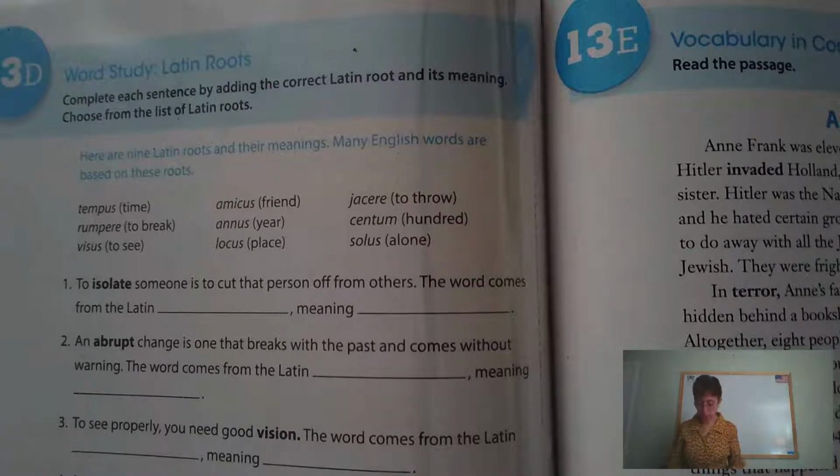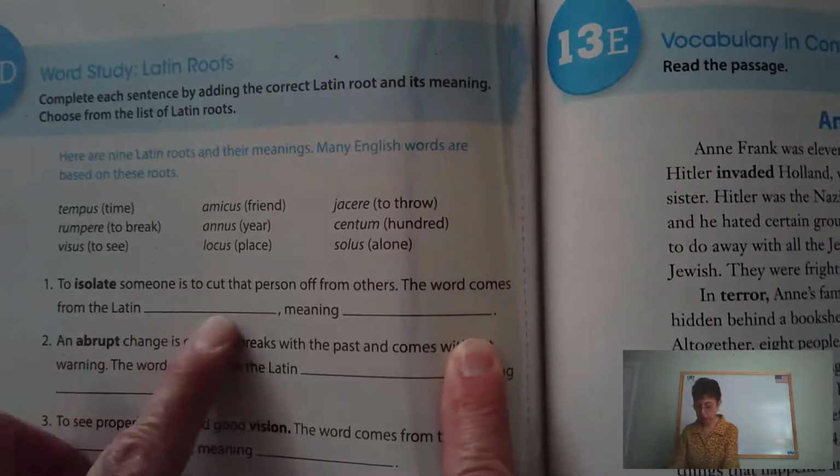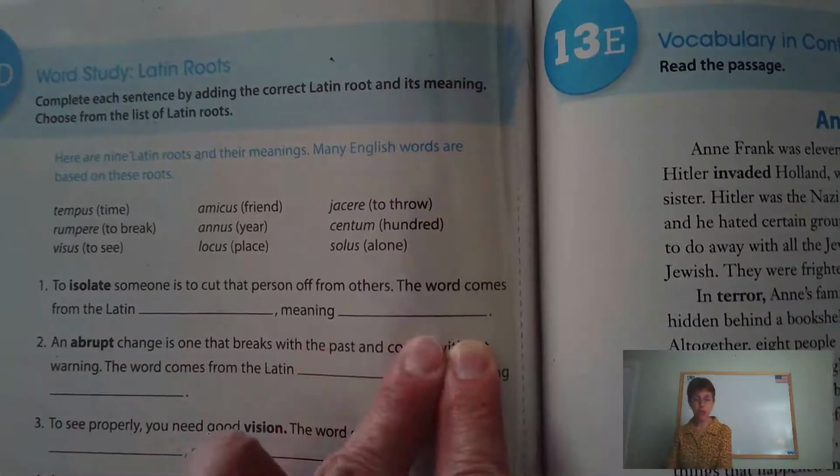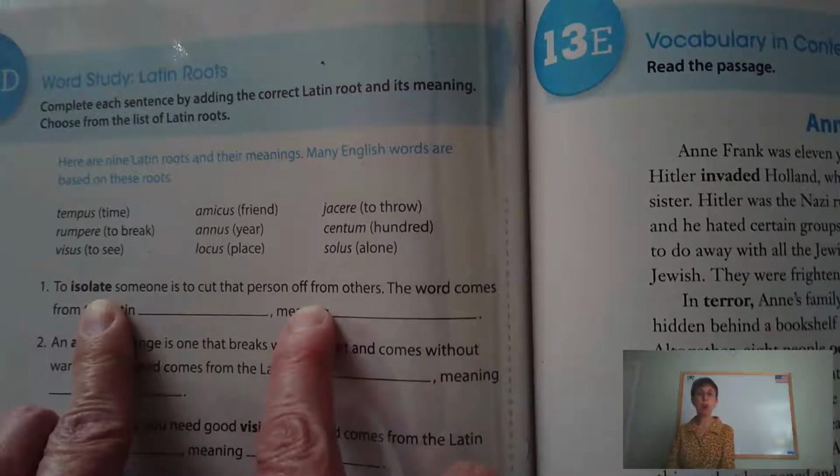We have tempus, which means time; rompere, to break; visus, to see; amicus, friend; annus, year; locus, place; jacere, to throw; centum, 100; and solus, alone. So let's take a look at number 1. Number 1 says, to isolate someone is to cut that person off from others. The word comes from the Latin blank, meaning blank. So the word isolate means to cut that person off from others.